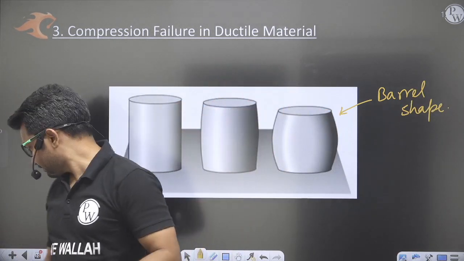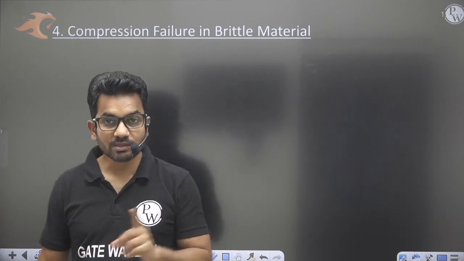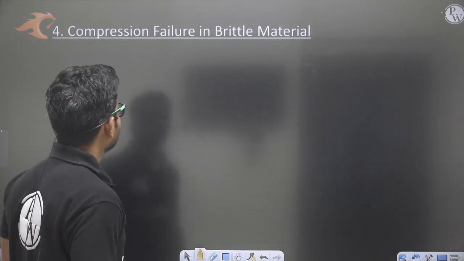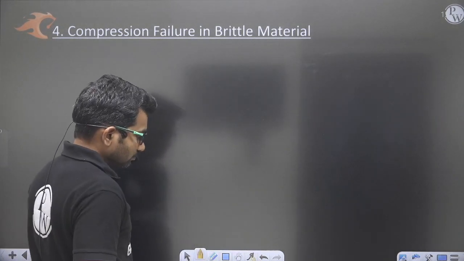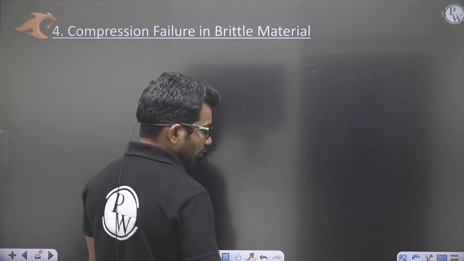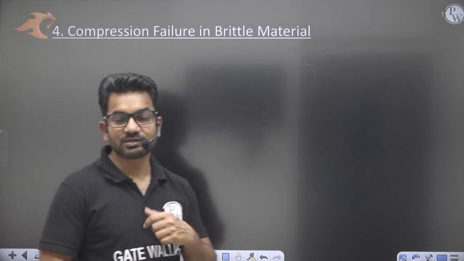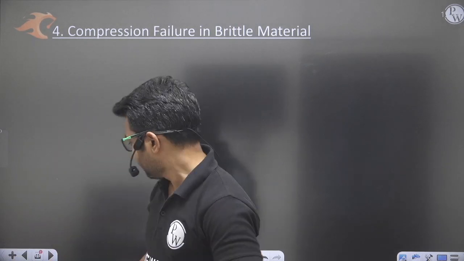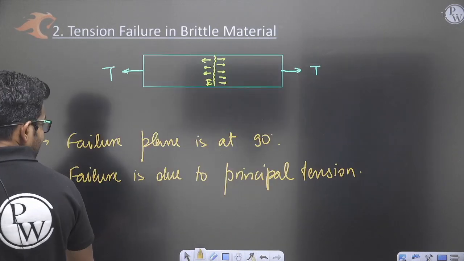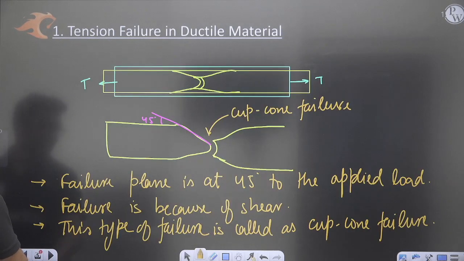Now what will happen if I apply compression in brittle material? So when I apply compression in brittle material, what will happen? Brittle material, although it is weakest in tension, so sometimes tension failure will occur, sometimes shear failure will also occur, okay, because their tensile strength and shear strength are not very far away, okay.